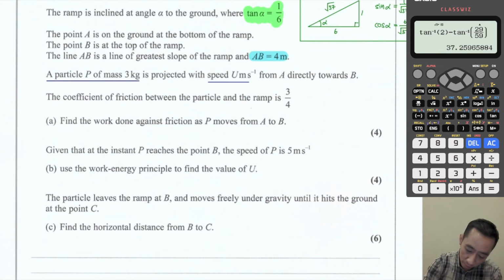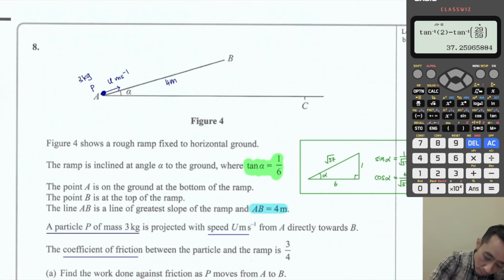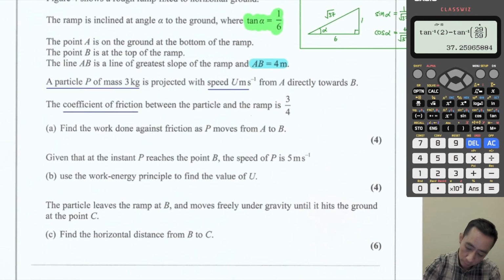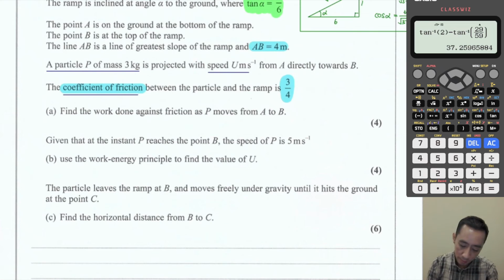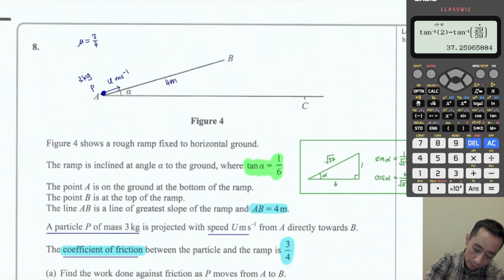So the coefficient of friction between the particle and the ramp is 3 over 4. So here mu is 3 over 4, the coefficient of friction. So we are asked to find the work done against friction as P moves from A to B. Okay, so now what I am going to do here is try to draw whatever information is needed here.